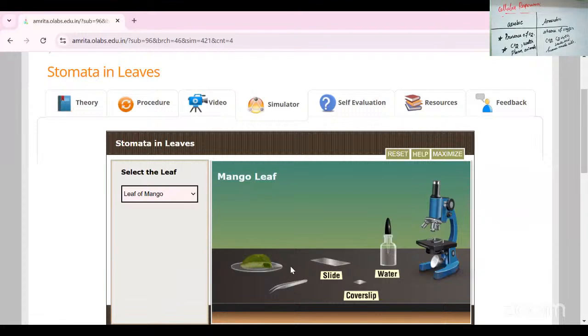I'm choosing a mango leaf. With the help of the forceps, first I'm going to tear the leaf and take one part of it. I take one or two drops of water on this leaf, and I cover the leaf with the cover slip. Going to place the slide.